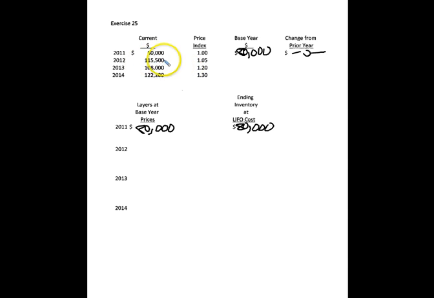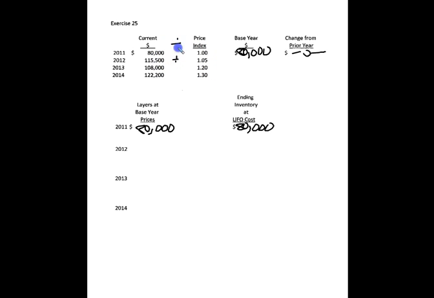Now let's go on to the next year. And the next year, prices went up. So our price index, what was costing us $1, now costs us $1.05. So if our ending inventory is $115,500, all I'm going to do is divide by that 1.05.